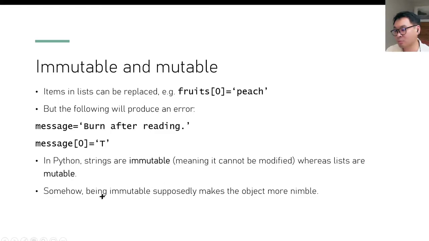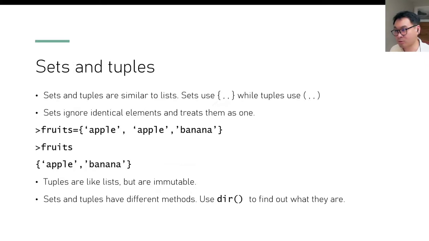And somehow being immutable supposedly makes the object more nimble. It's a little hard to explain why, but having less functionality means it runs faster. The designer of Python thought that because you're going to use strings a lot, it's better to make them simple than to have lots of capabilities, right? And because of that, there's also something called a tuple that acts like a list, but it's immutable. There's also something called a set.